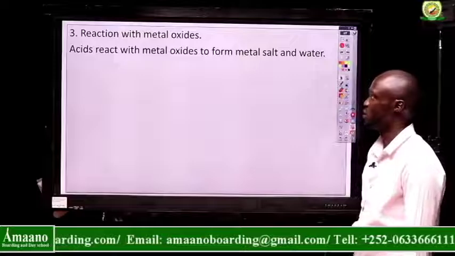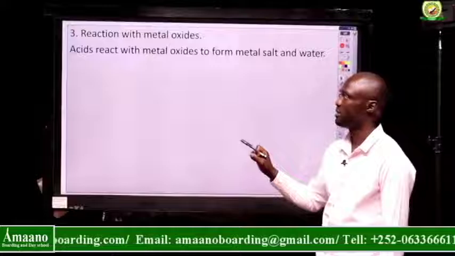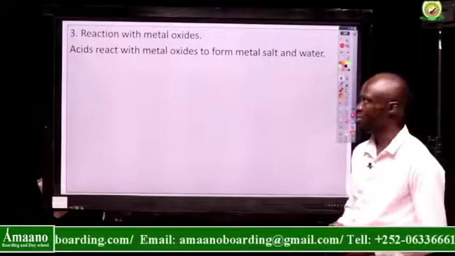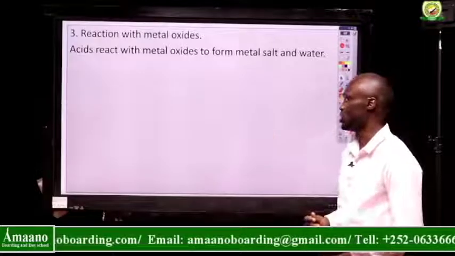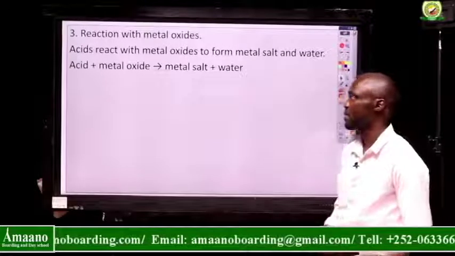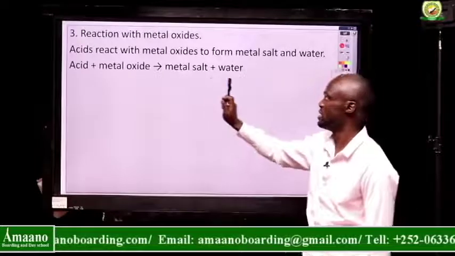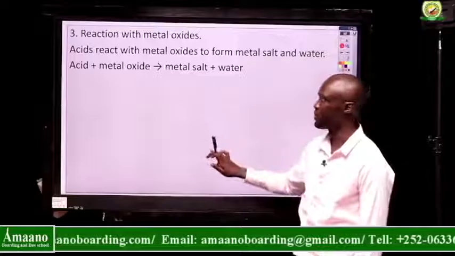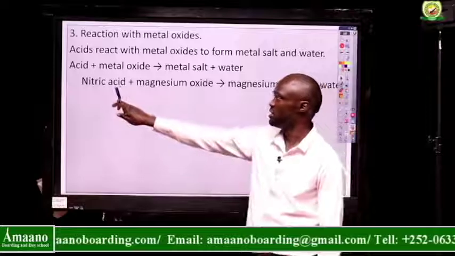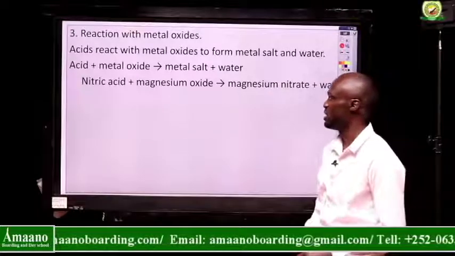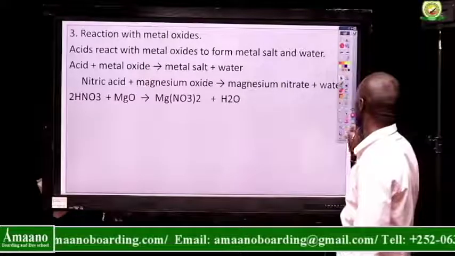We come to our reaction 3, that is reaction with the metal oxide. All acids react with metal oxides to form a metal salt and water. For example, we have our acid reacting with a metal oxide, giving us metal salt and water. We have another example, that is nitric acid reacting with magnesium oxide, giving us magnesium nitrate and water.